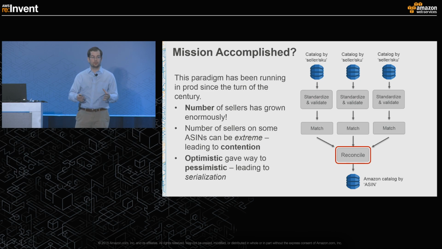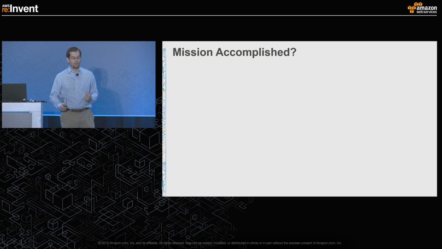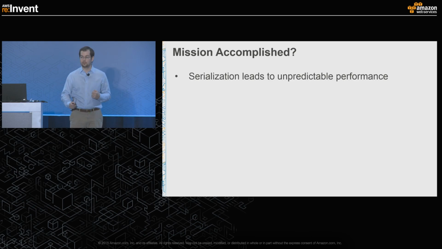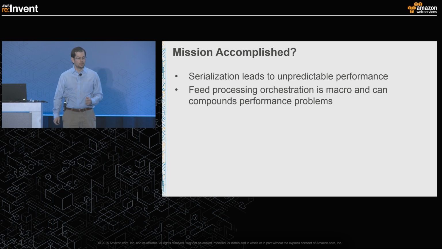So because the number of people that are updating at the same time is not very deterministic, we ended up having very unpredictable performance. When are we going to be able to complete this work? Depends on how many other people are updating the same product at the same time. It's not something that we can really control.